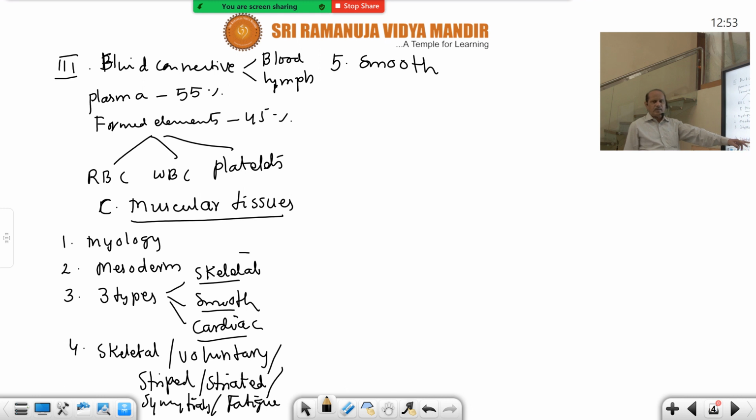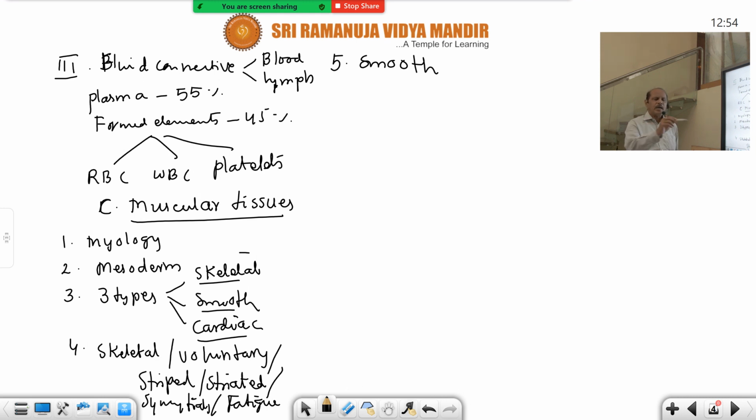Voluntary muscles they are called because they work under the control and coordination of the brain. And striped or striated muscles because of the alternately arranged dark bands and light bands. And syncytial muscles, many nuclei are present. Fatigue muscles, they rapidly contract and rapidly tire. Remaining things you all know. Plasmalemma is called sarcolemma, cytoplasm is called sarcoplasm, mitochondria also called sarcosomes, endoplasmic reticulum also called sarcoplasmic reticulum. Like that there are so many.